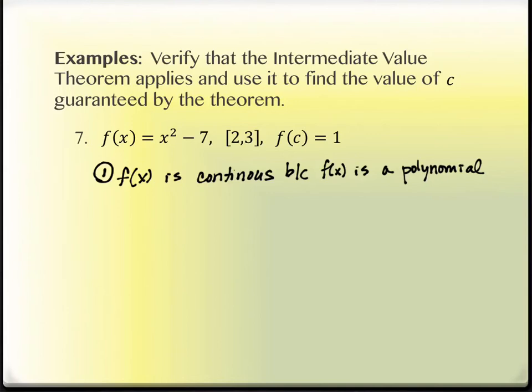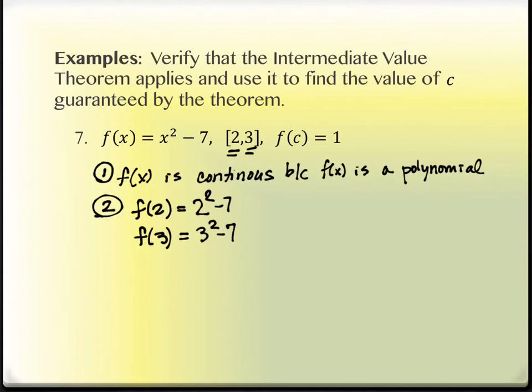So that's verifying the first statement. The second statement talks about what happens at the endpoints. So I have 2 and I have 3. So we're going to find f of 2, and we're going to find f of 3. You don't have to necessarily show me the work for that. You can probably do it in your head. But if not, this is what we're talking about. We're doing 2 squared minus 7 and 3 squared minus 7.